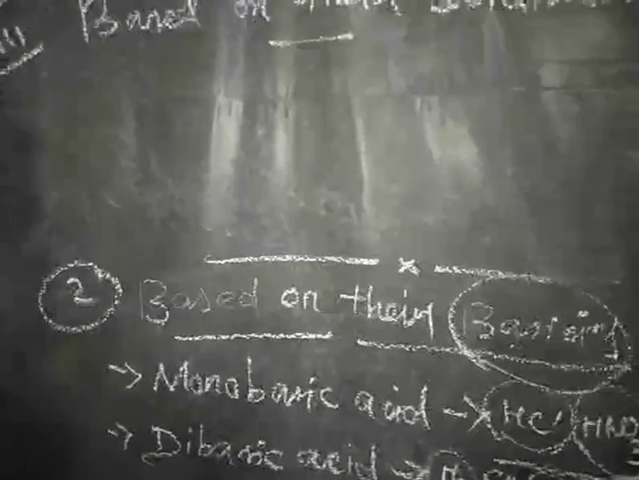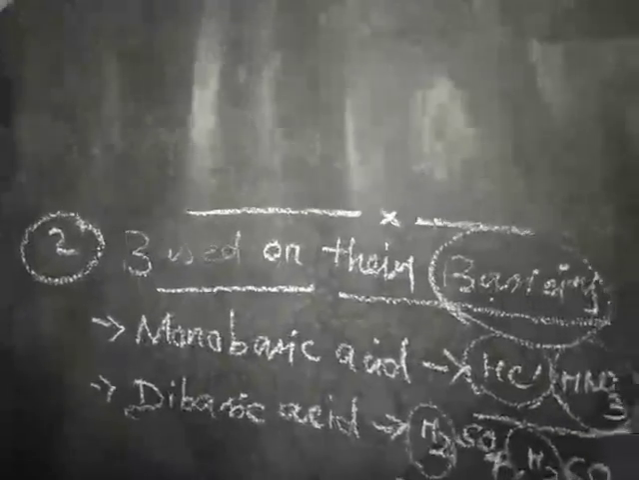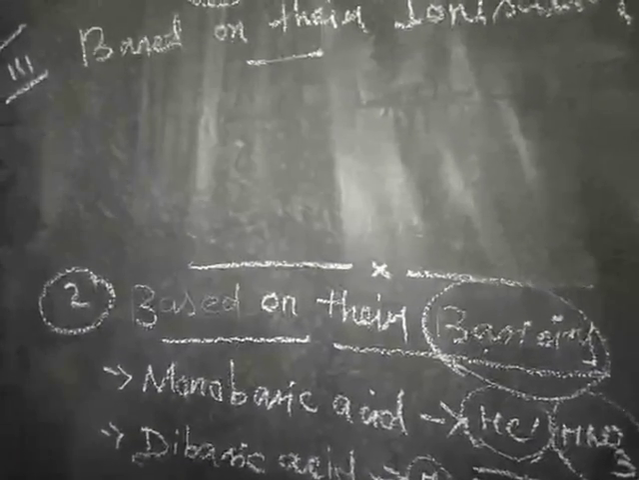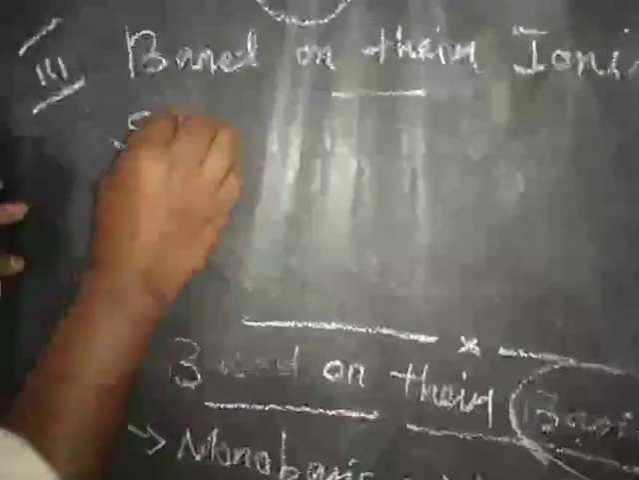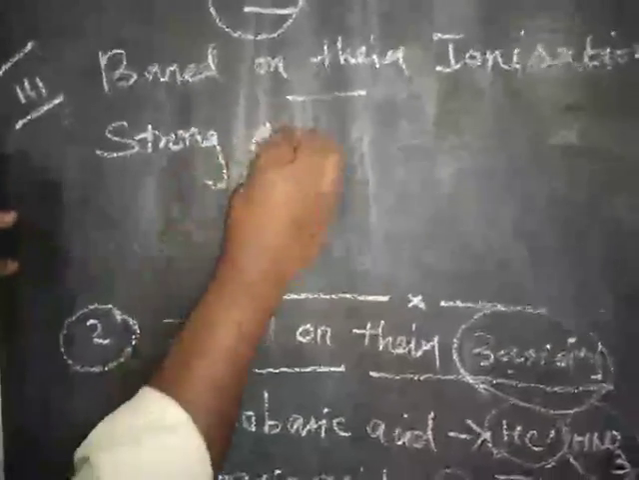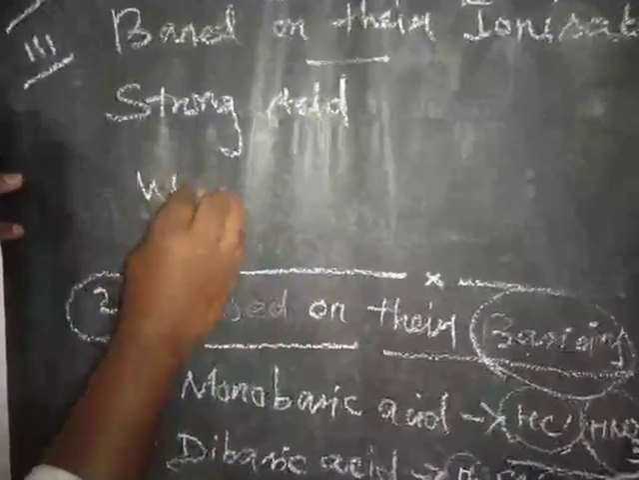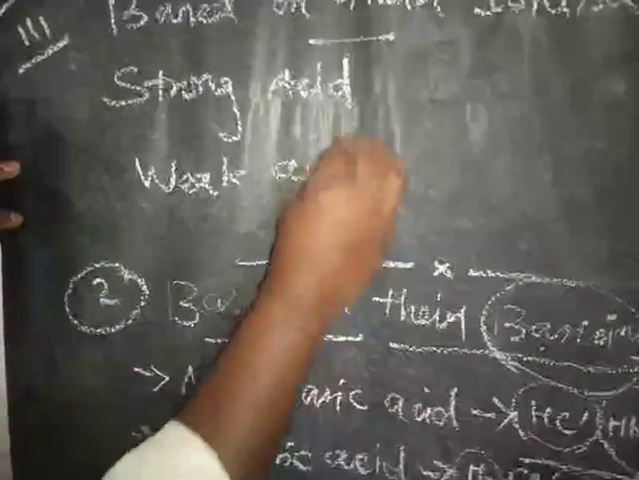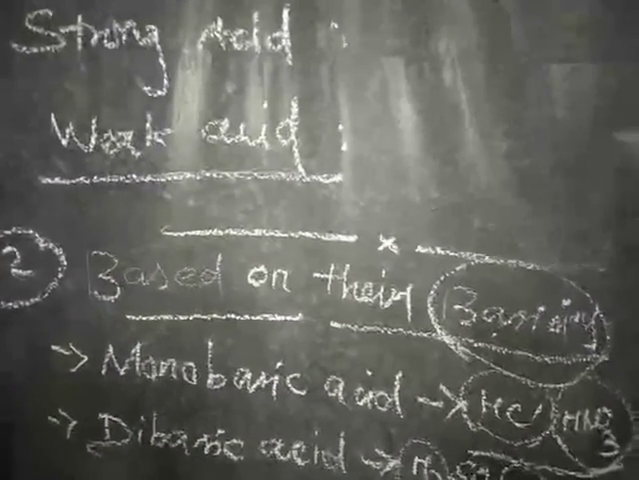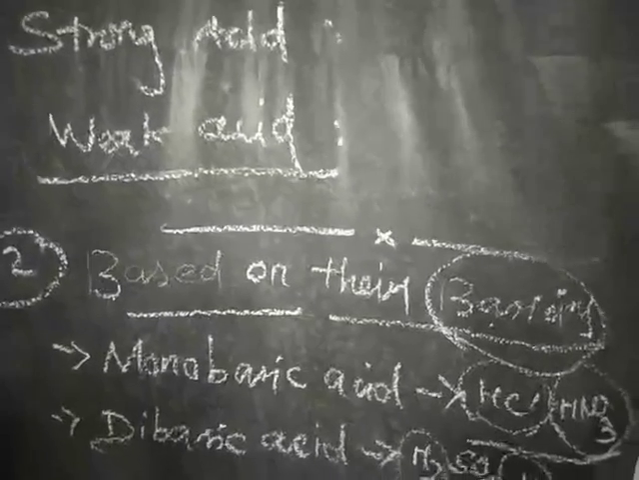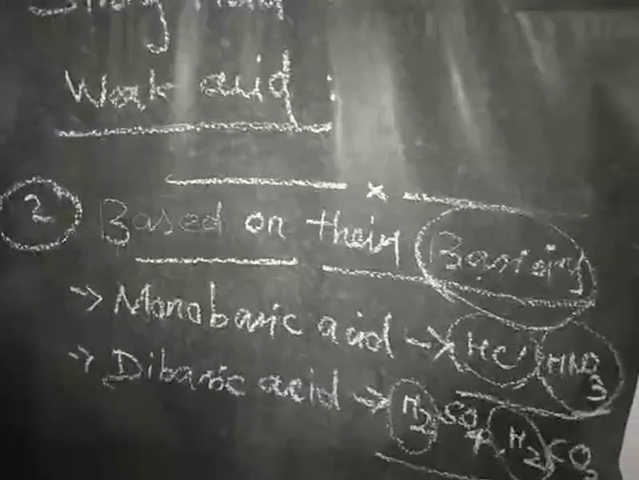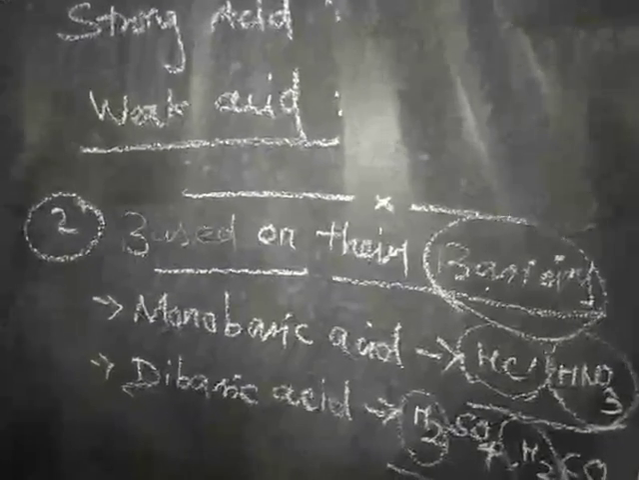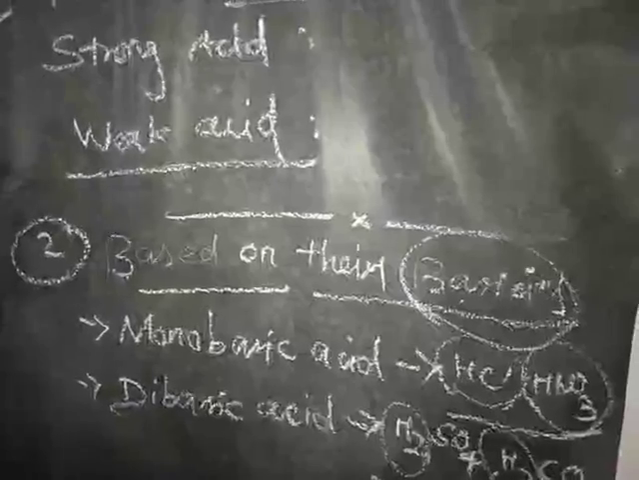Acids get ionized in water completely or partially. So based on this, two types. One is strong acid, another one is weak acid. What is the spelling for weak? W-E-A-K. W-E-E-K indicates what? Number of days per week. So based on their ionization, either partially or completely, acids can be classified into two types. One is strong acid, another one is weak acid.